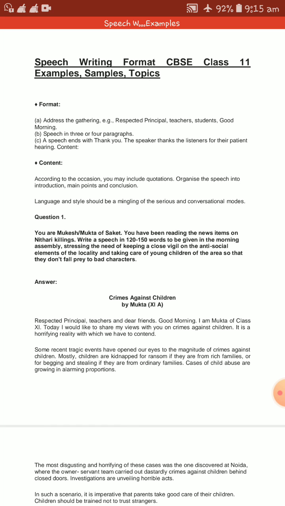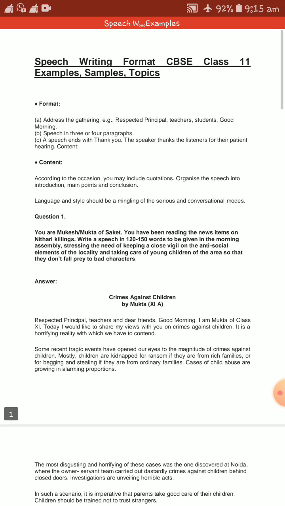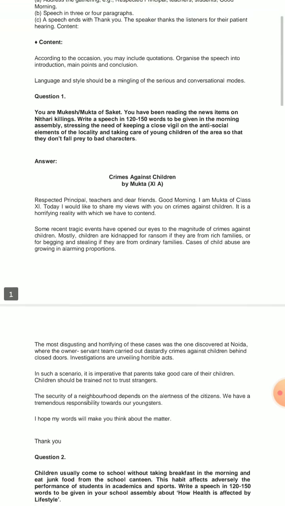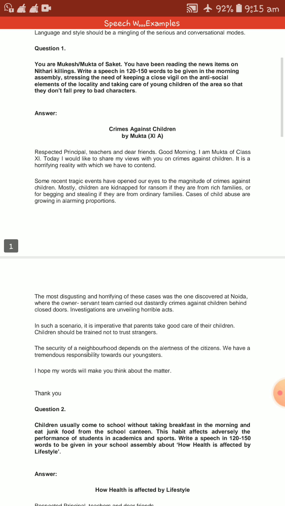Language and style should be a mingling of the serious and conversational modes. It should be simple, but engaging, and written in a serious and conversational tone, because these things you have to keep in mind. But the more you practice, the more you go through many solved examples, the clearer it will be to you.